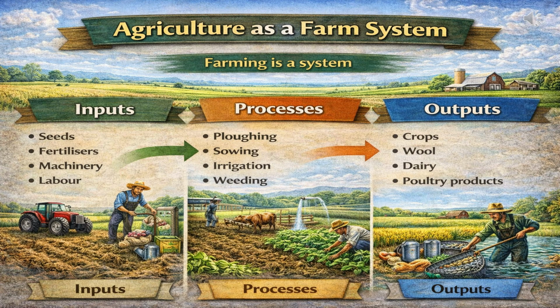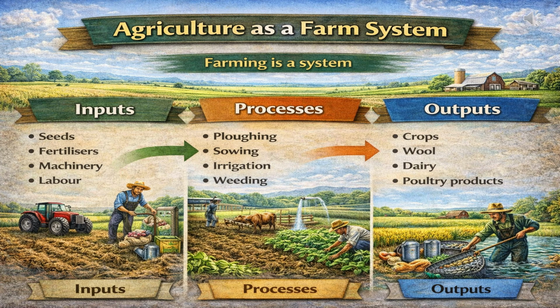Processes: work done on the farm, like plowing, sowing, irrigation, weeding, harvesting. Outputs: what we get at the end, like crops, wool, dairy, poultry products. So the farm system is inputs, processes, outputs.